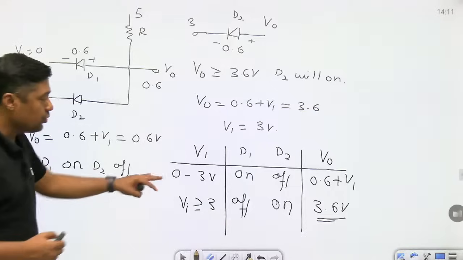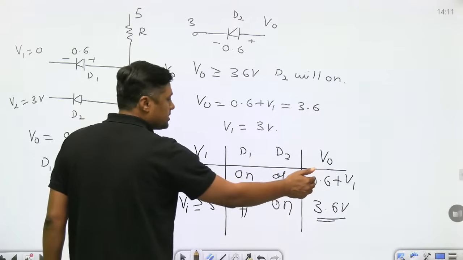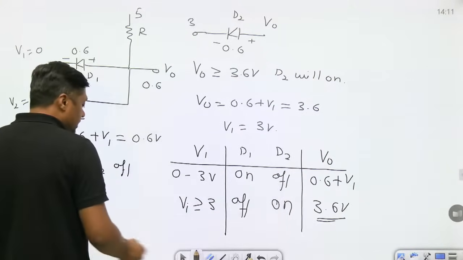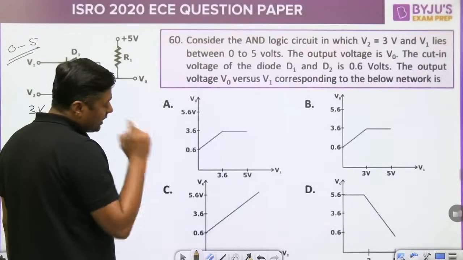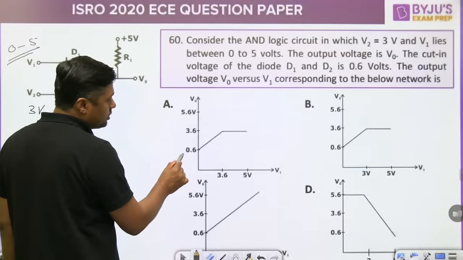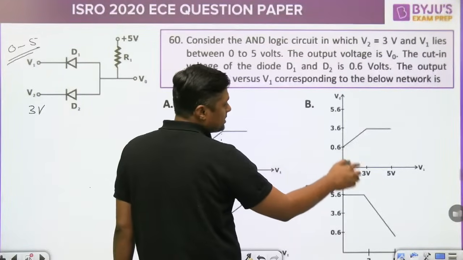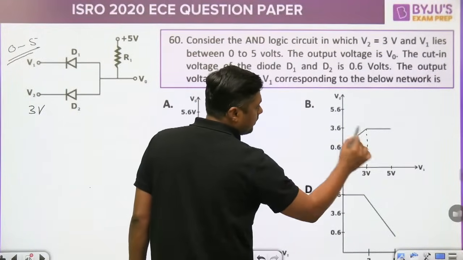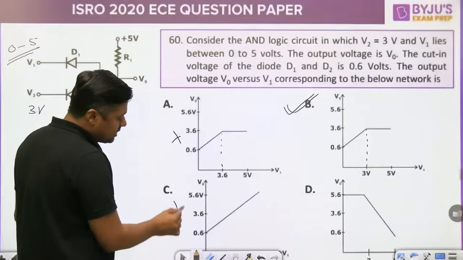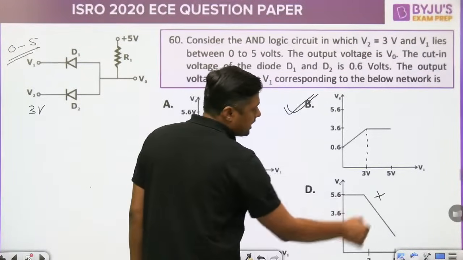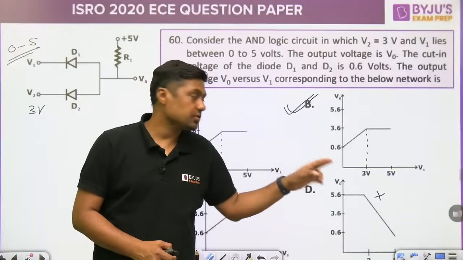Now you can draw from 0 to 3, 0.6 plus V1. Exactly for V1 0, it is 0.6, and it is the equation of a line. For 0 to 3, it will start from 0.6, but the break point is what? 3.6. That's why that option is wrong. It will start from 0.6, and exactly at 3 volt it will become constant. That is the right answer. B is the correct answer. It is always linear, that's why it is not the right answer. It is decreasing, that's why it is not the right answer. Which answer is correct? B is the correct answer for this particular question.